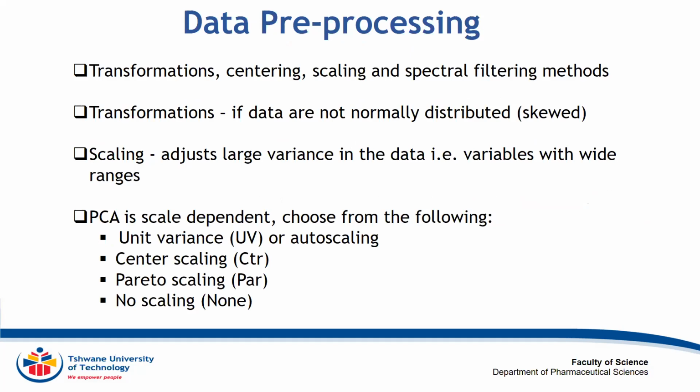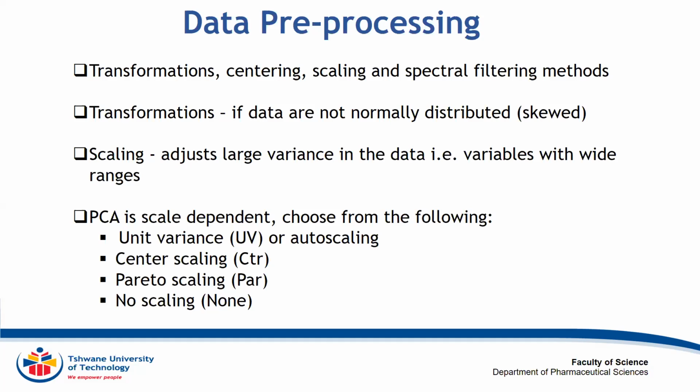Very important in principal component analysis, or in multivariate data analysis, is data pre-processing. There are different ways that the data is pre-processed. There are transformations, centering, scaling, and signal correction methods, which are also called spectral filtering methods. Transformations were mentioned this morning: if your data is not normalized, then you can normalize it. You can do log transformations and so forth. This helps to make your model make more sense.